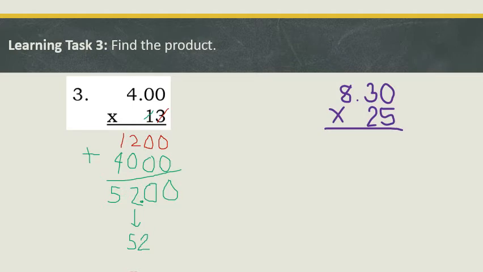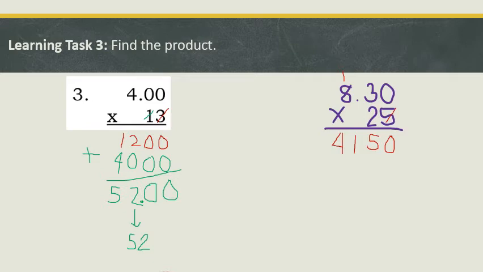Okay, next, number 4. So, we have 8 and 30 hundredths times 25. So, dito tayo lagi magsisimula. Okay, so dito tayo magsisimula. So, 5 times 0 is 0. 5 times 3 is 15. So, carry 1. 8 times 5 is 40. Plus 1 is 41. Okay, then next.